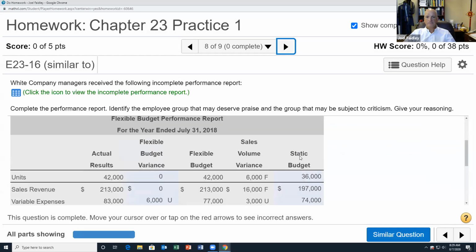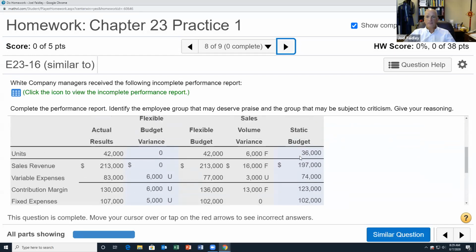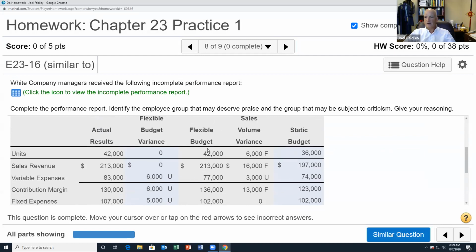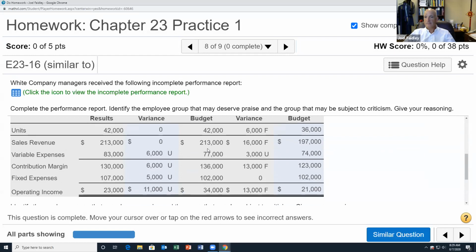Number 8, gets a little bit more complex as we go through here. There's my actuals, flex, and the static budget, fill in the blank. So if I know this is 42,000, right? And it says 6,000 favorable, so that's 6,000 more than the budget. Anytime you've got more volume, flex budget volume, that's a good thing. All right, and so 213 and 16, that's favorable, so that's got to be more.